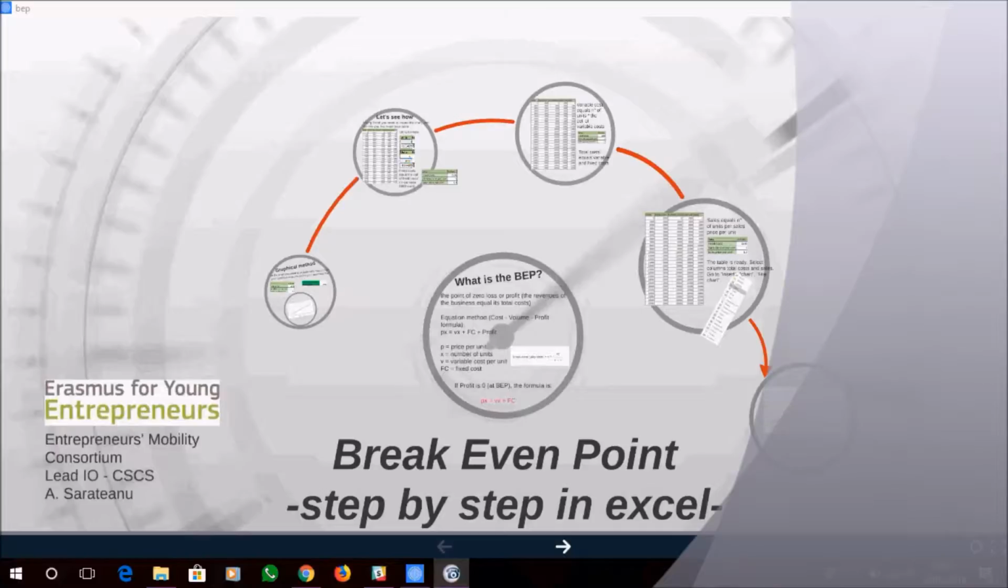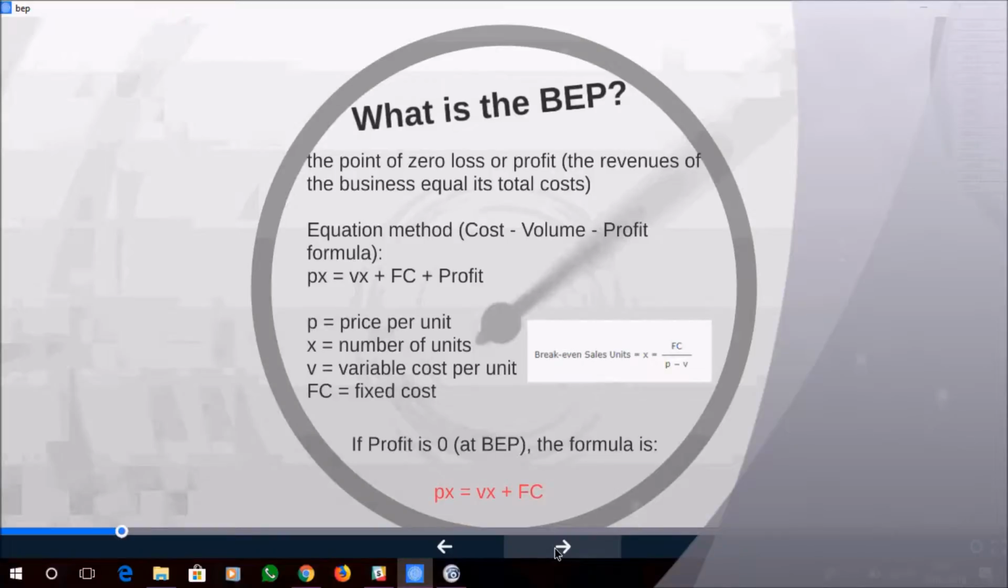As we said, the break-even point is an essential element of the business plan. Entrepreneurs need to understand when they will start to make a profit. And we are talking about making a profit because the break-even point is the point of zero loss. This means that at break-even point, the revenues of the business are equal to its total costs. And therefore, from that point on, the business will start making profit.